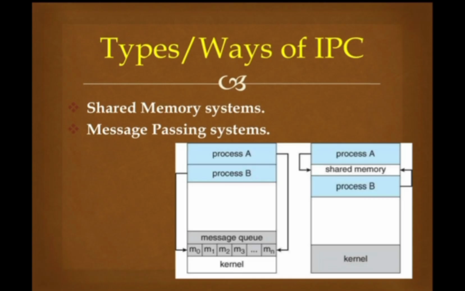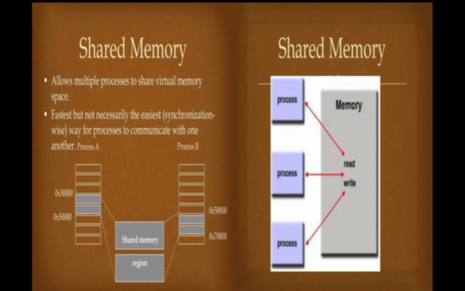Now come the various types or ways of IPC. Let's start with shared memory. In this method, multiple processes are allowed to share a common region of virtual memory. So basically, both processes can read and write to that same memory area. The biggest advantage of shared memory is that it is easy to manage, but both processes might try to access that memory at the same time, which can cause conflicts. So synchronization also becomes important here. And as you can see in this diagram, multiple processes can read and write to the shared memory region.